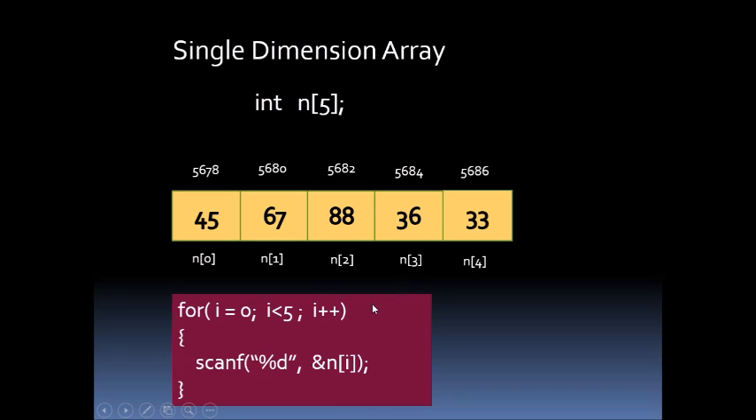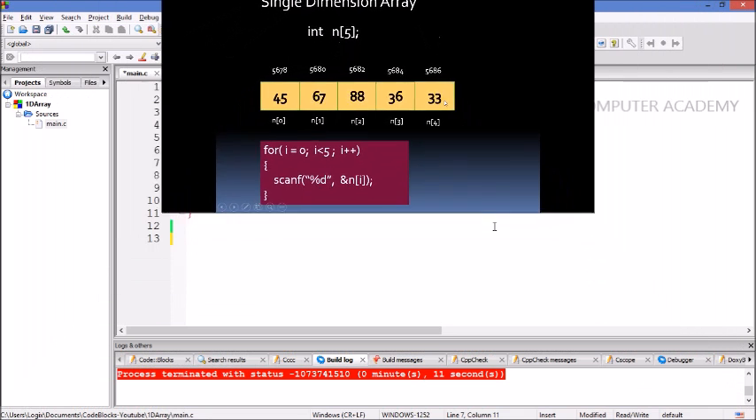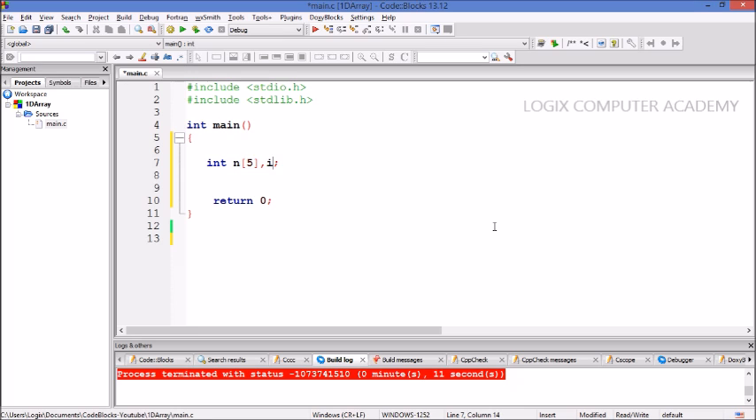This has helped us not only to create 5 different addresses, we can also access all the elements in the array with the help of the for loop again. Let us see how this is written with the help of a program. So here we have declared the dimension of the array as n of 5.